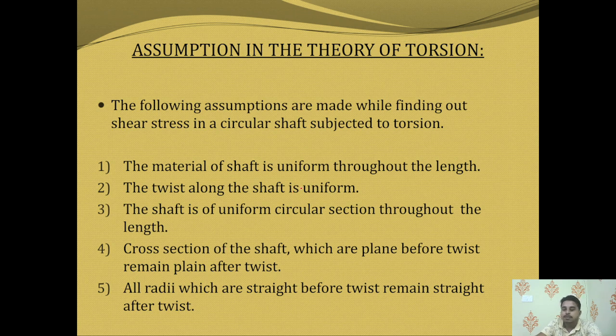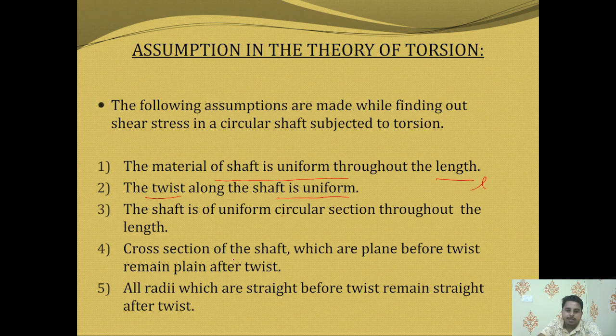What are the assumptions? When it comes to a theory question, you may be asked what the assumptions behind the theory of torsion are. The following assumptions are made while finding the shear stress in a circular shaft subjected to torsion. The material of the shaft is uniform throughout the length. First assumption, the twist along the shaft is uniform. Your twist has to follow the uniformity. The shaft is of uniform circular section throughout the length.